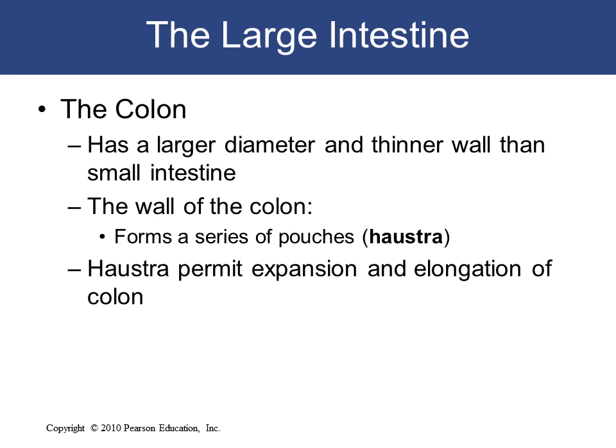The colon is also a part of large intestine, and it has a larger diameter and thinner wall than small intestine. It has 4 parts, which are the ascending colon, transverse colon, descending colon, and sigmoid colon. The wall of the colon forms a series of pouches, also known as haustra, and these haustra permit expansion and elongation of colon.